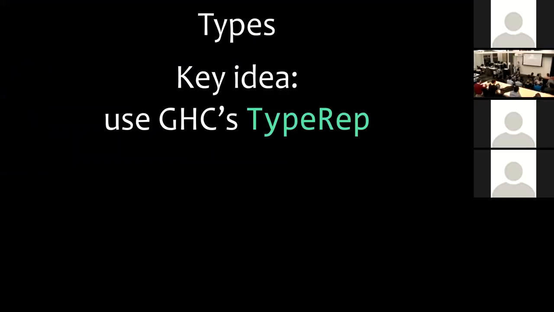So I have to have some representation of types in Stitch. And so the key idea here is that I'm going to use type rep internally.